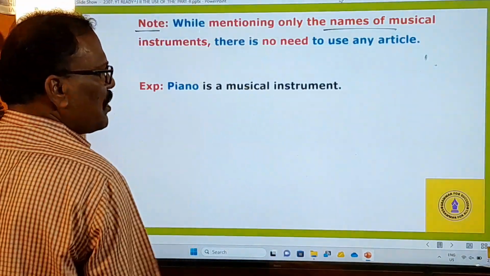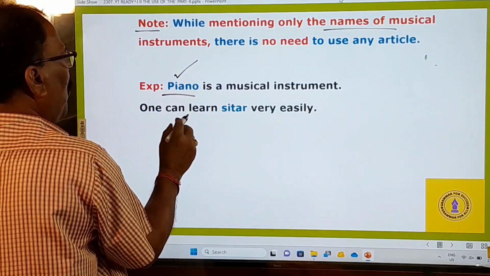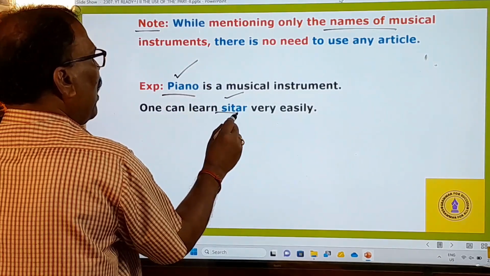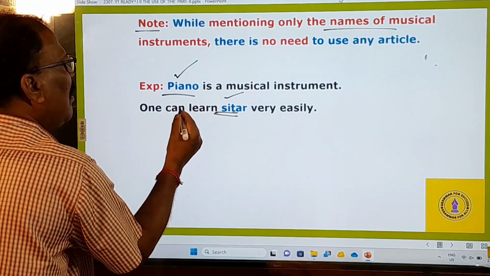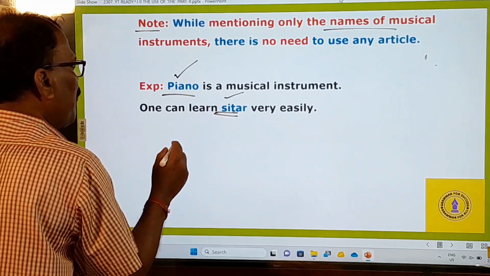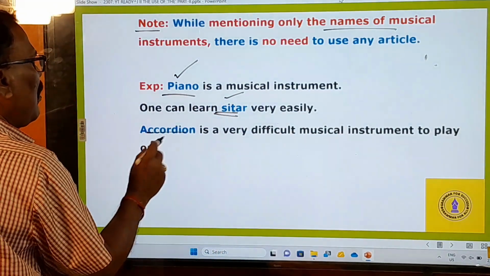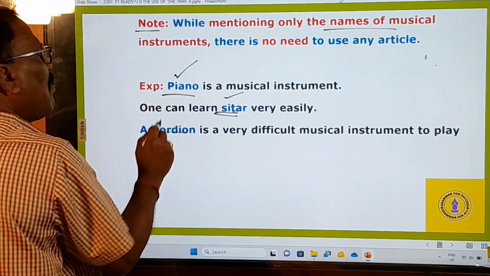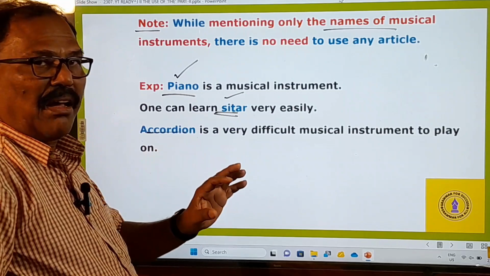Here, piano is a musical instrument. We are just talking about this piano, and one can learn sitar. This is a musical instrument. It has not occurred before, after like or play. So we are just talking about this sitar, and that's why accordion is a very difficult musical instrument to play on. So here in these three examples, we are talking only about the musical instruments.